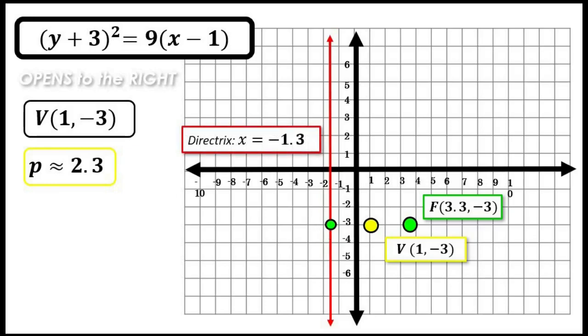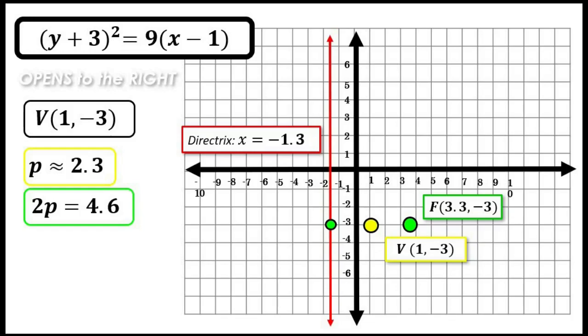Moving on, we now plot the endpoints of the latus rectum and we need the value of 2p. So 2p will be 2 times the value of p, which is 2.3, and that is approximately 4.6. Now, since this is a parabola that opens to the right, in plotting the endpoints of the latus rectum, the movement will be up and down. So starting from the focus (3.3, -3), we now move 4.6 units above and below.